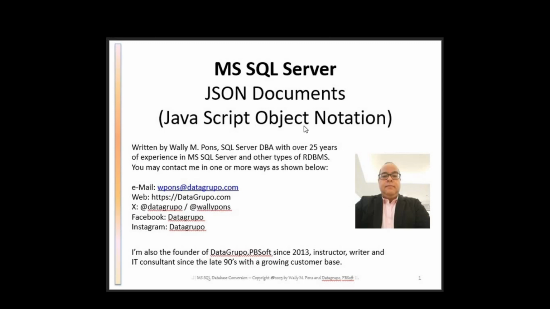In this video, we're going to discuss JSON documents. JSON stands for JavaScript Object Notation. JSON is a standard text-based format for representing structured data based on JavaScript object syntax. It is commonly used for the transmission of data between and from web applications.